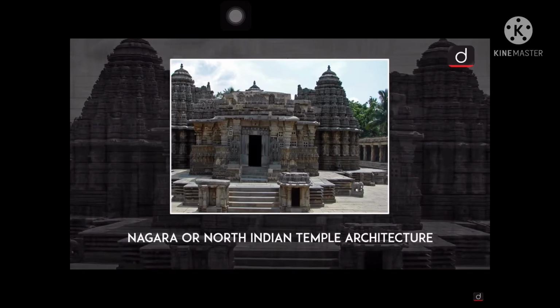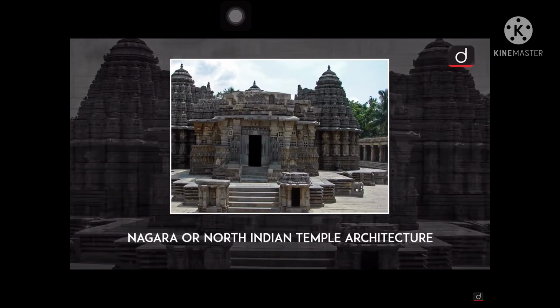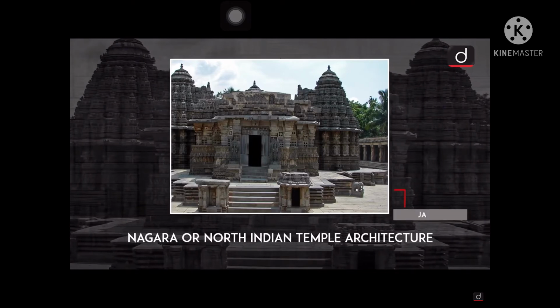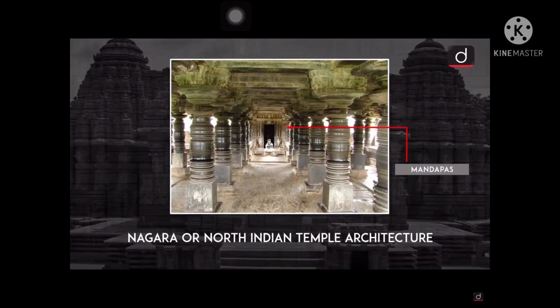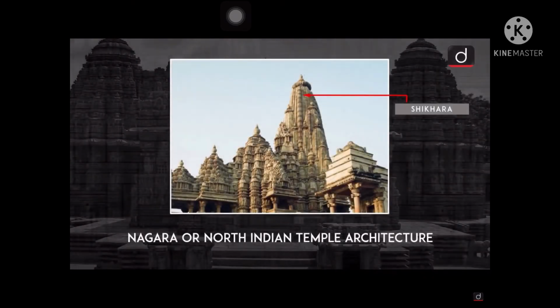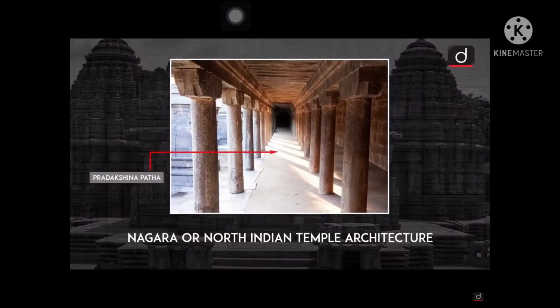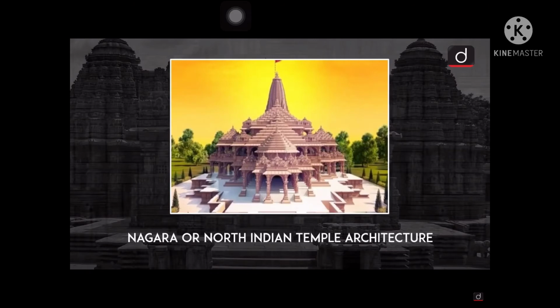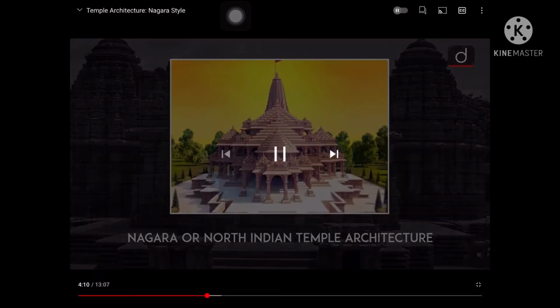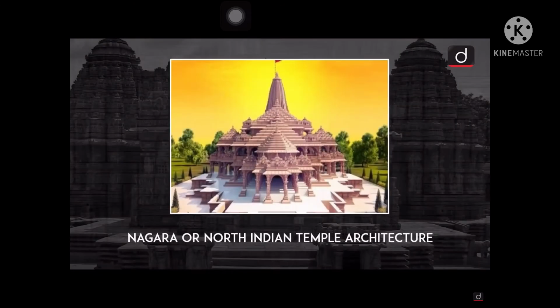In the Nagara style, the temple is generally constructed on an upraised platform called Jagati. Mandapas are present in front of the Garbhagriha, along with boundary walls or gateways. Generally, there is no water tank in the temple premises and the Pradakshina Patha is covered. The Garbhagriha is always located directly under the tallest tower. The grand temple at Ram Janmabhoomi in Ayodhya will follow the Nagara style of temple architecture.